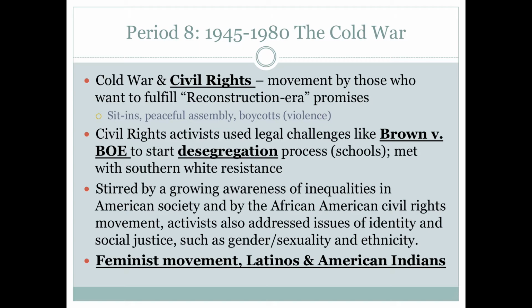A Latino movement will happen in the late 60s and throughout the 1970s. And a massive American Indian movement will happen as well, where they'll start reclaiming their rights. And they'll use the African American civil rights movement as a springboard for them. Debates over not only gender, but sexuality and ethnicity will be a huge factor of these new movements of the late 60s into the 70s and even up until our time period.